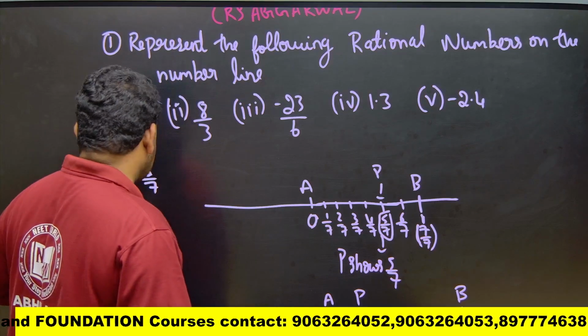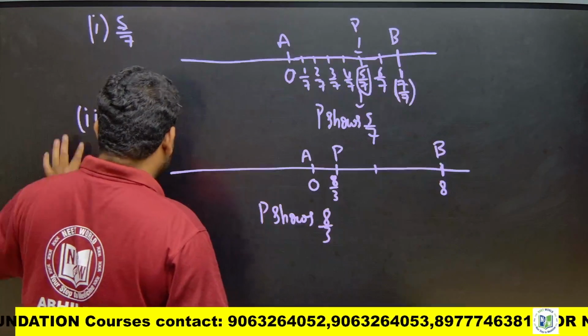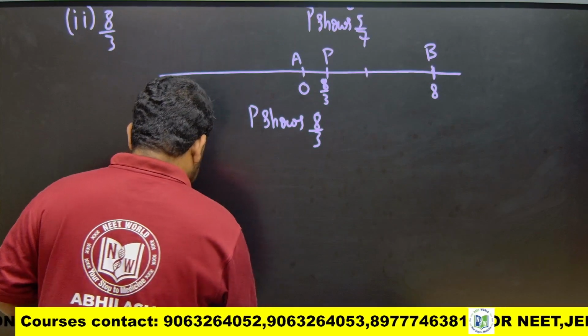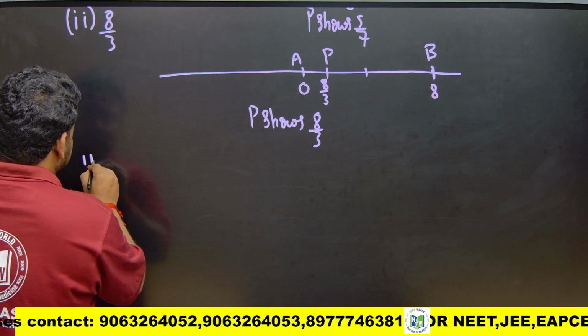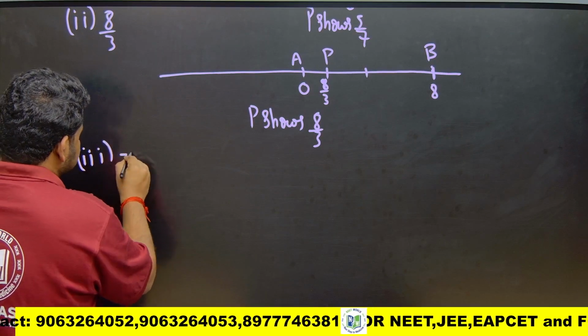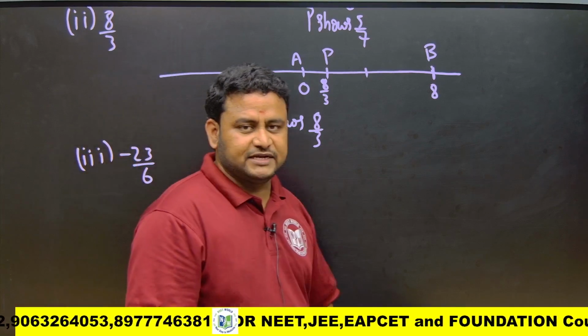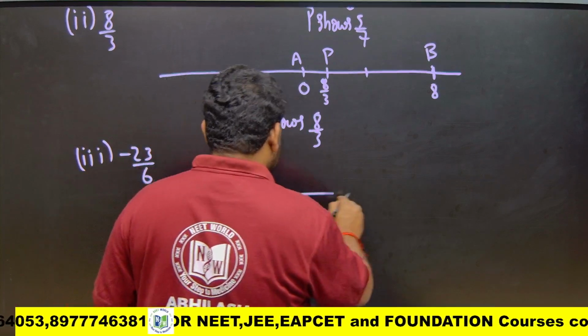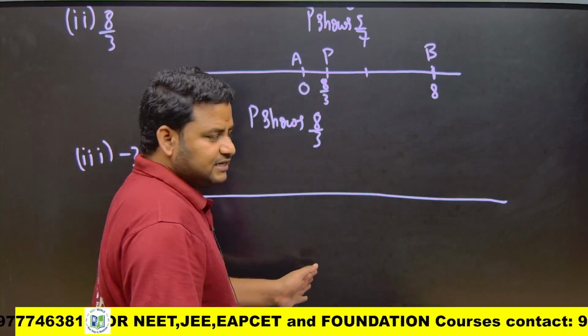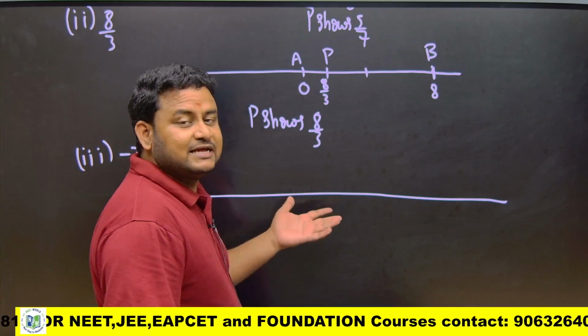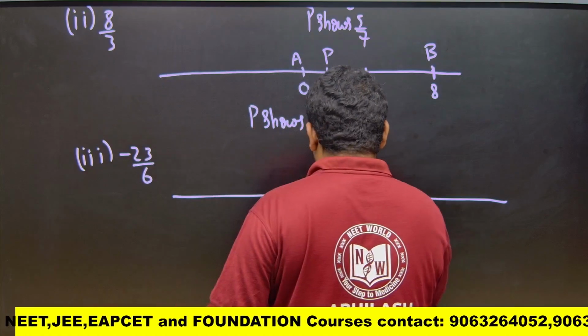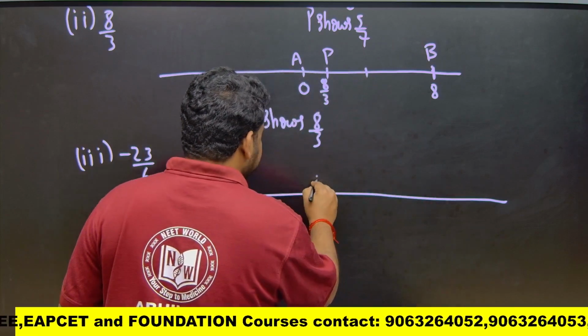So let us represent now. We have to take minus 23. The third question is minus 23 by 6. The bigger number is 23. So let me take the number line. They have taken a line, on this I have to represent the number, that becomes a number line. Clear? Let this be 0, let this point be A.